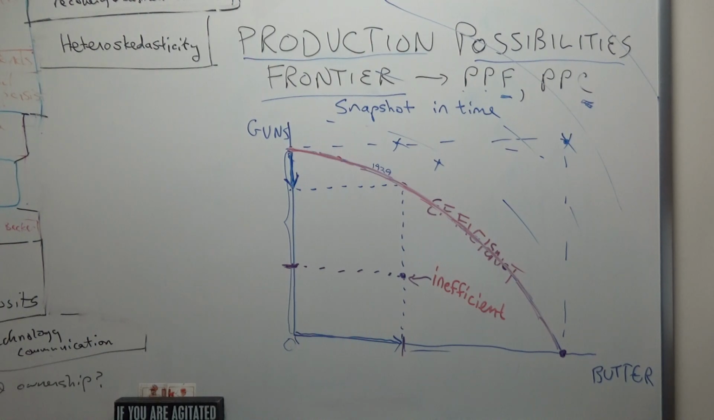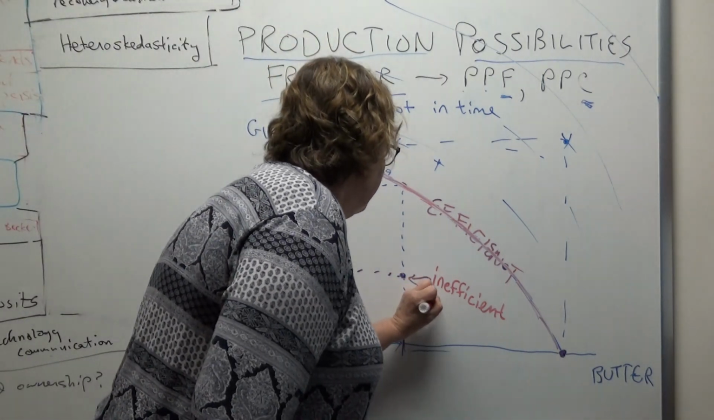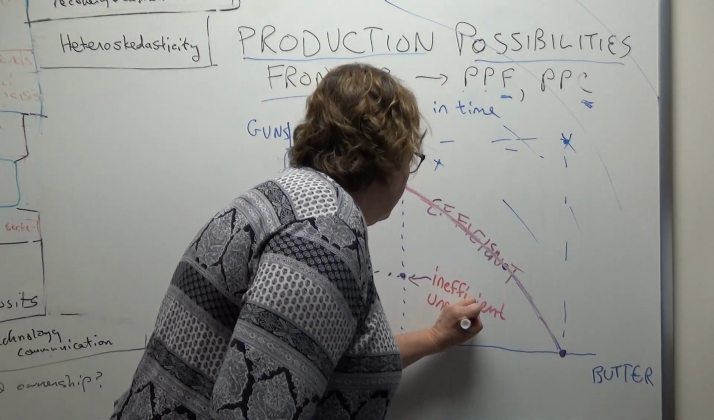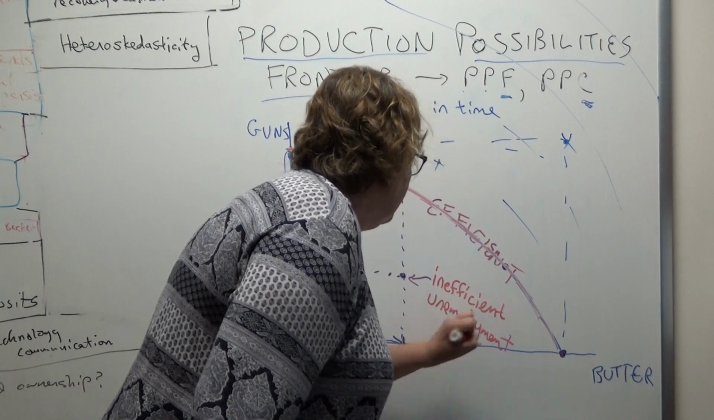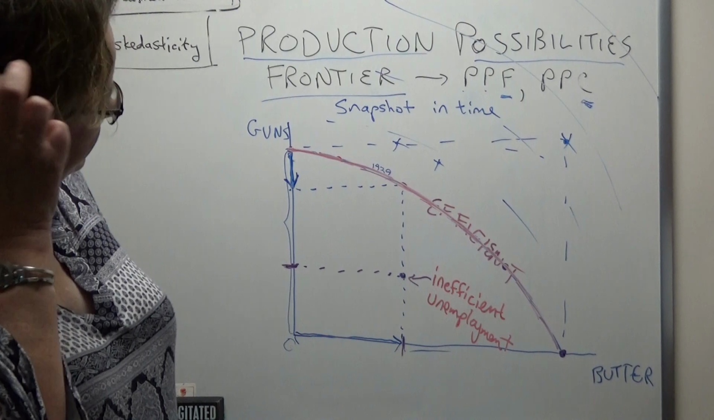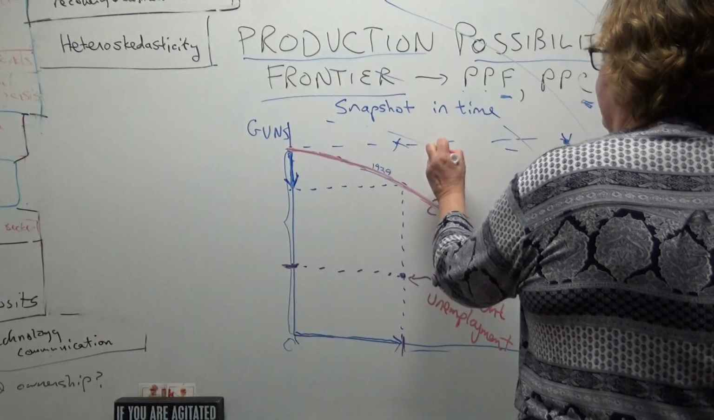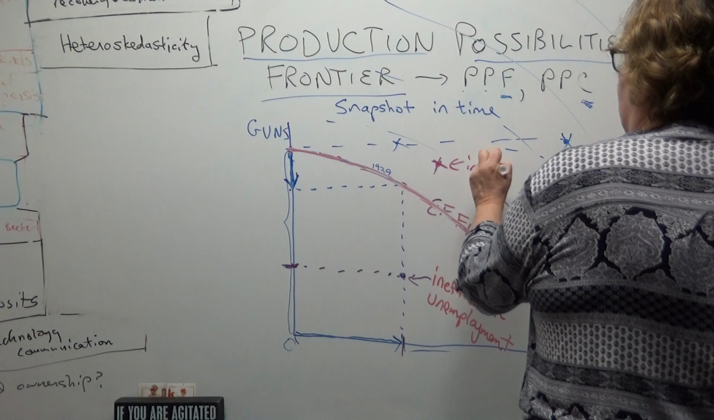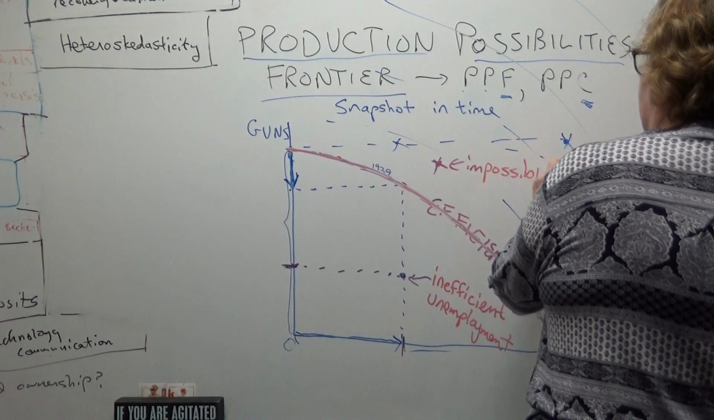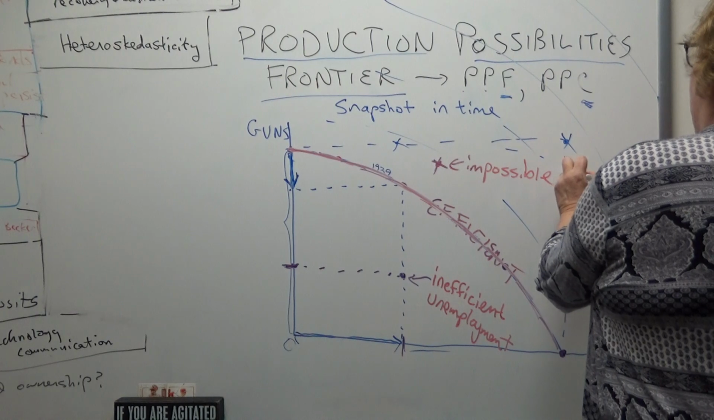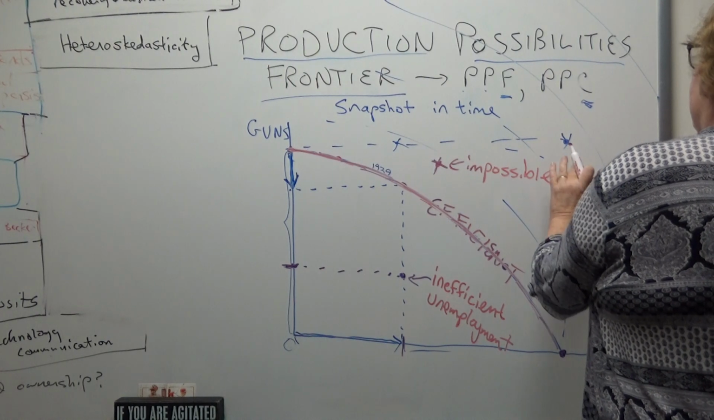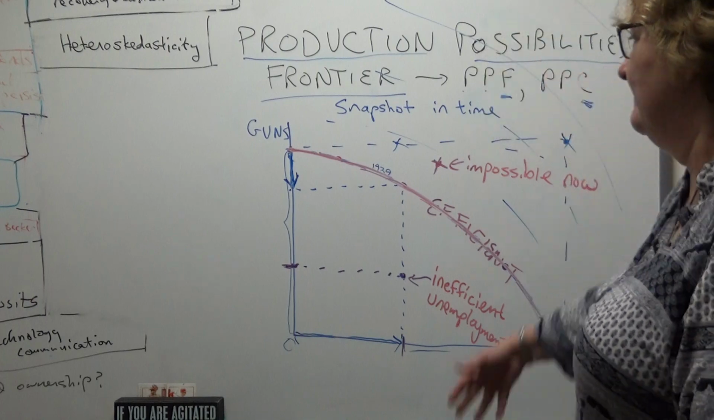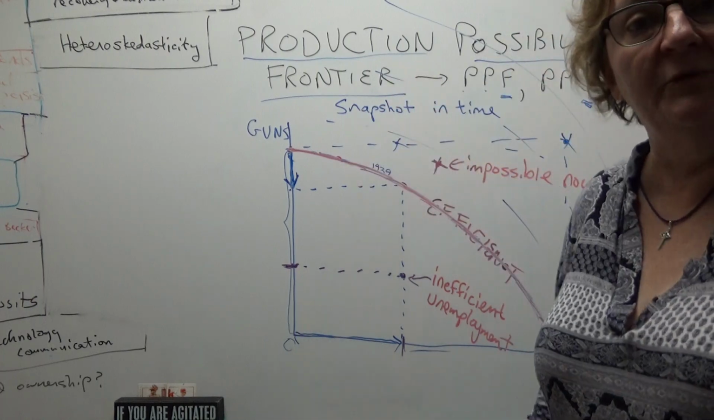All right, now we also would call that unemployment because there's resources not being employed. Unemployment. And we would also say that one of these points out here is impossible at this point in time. So it's impossible now. Okay? 50 years later, we should probably be able to produce those points.